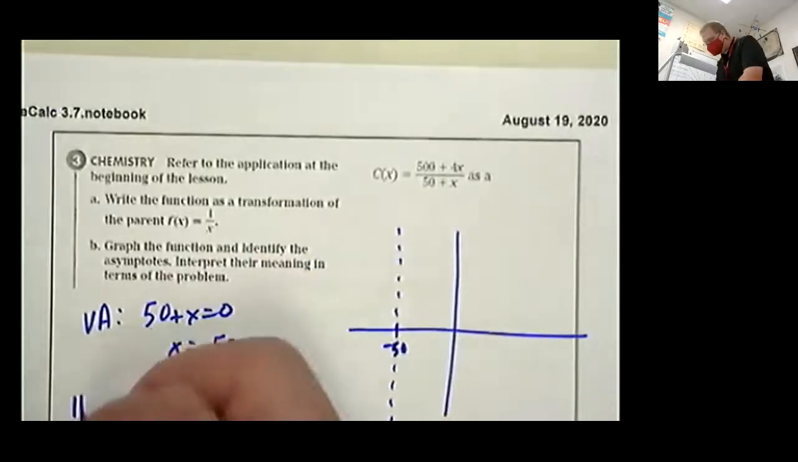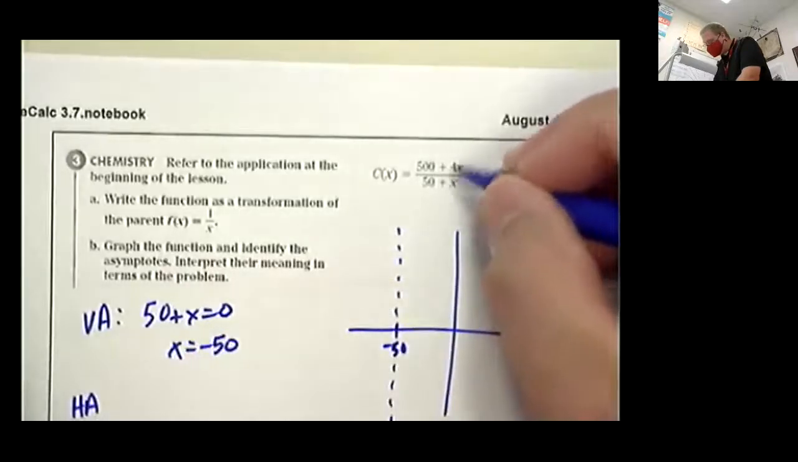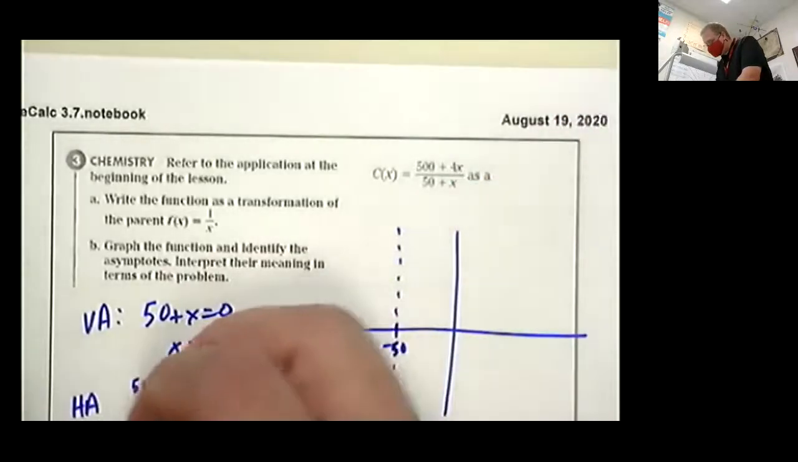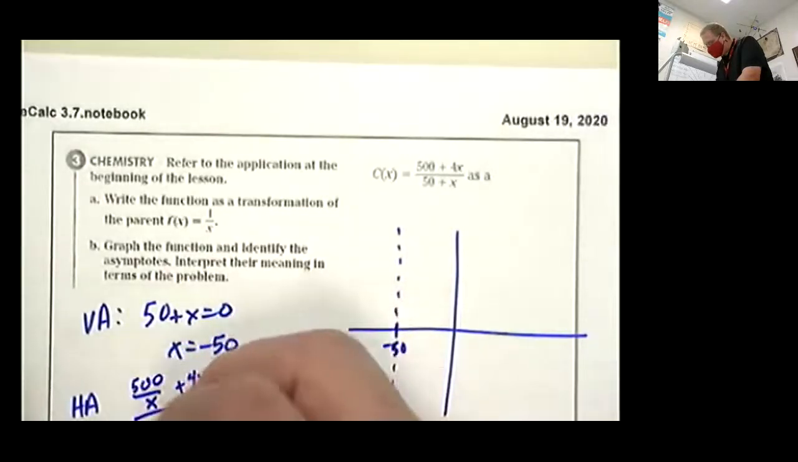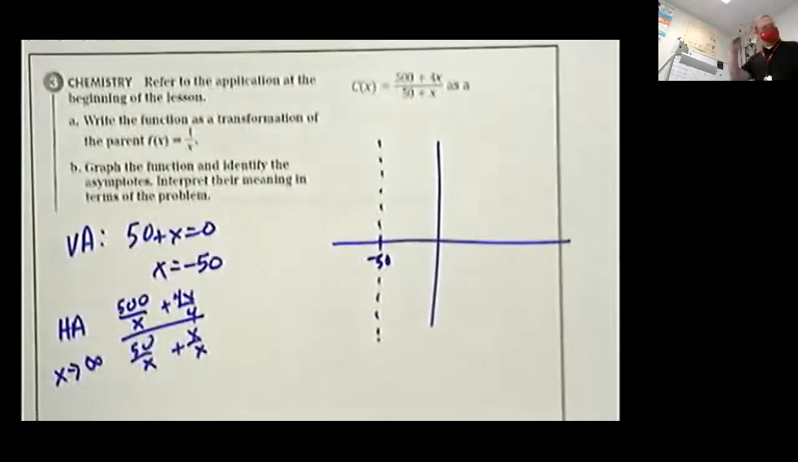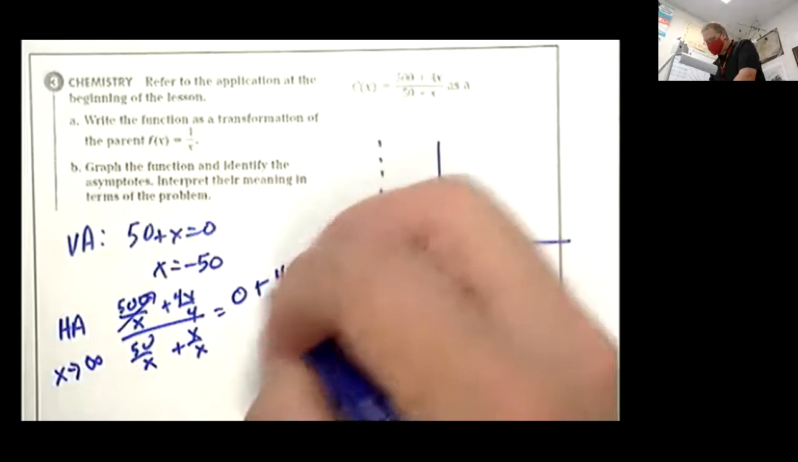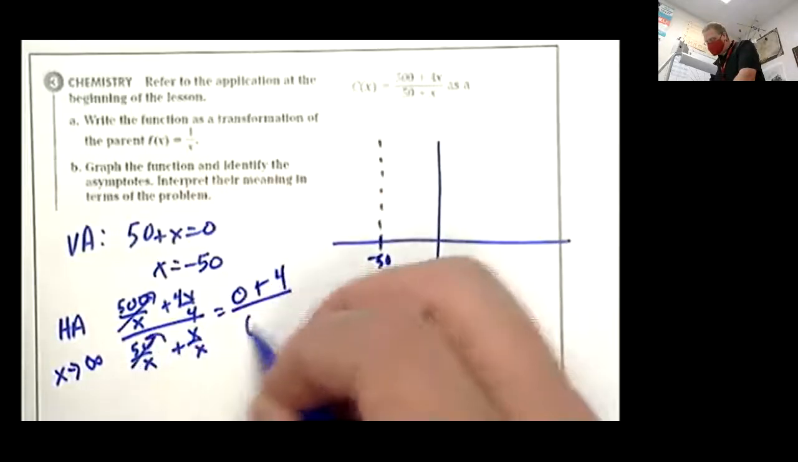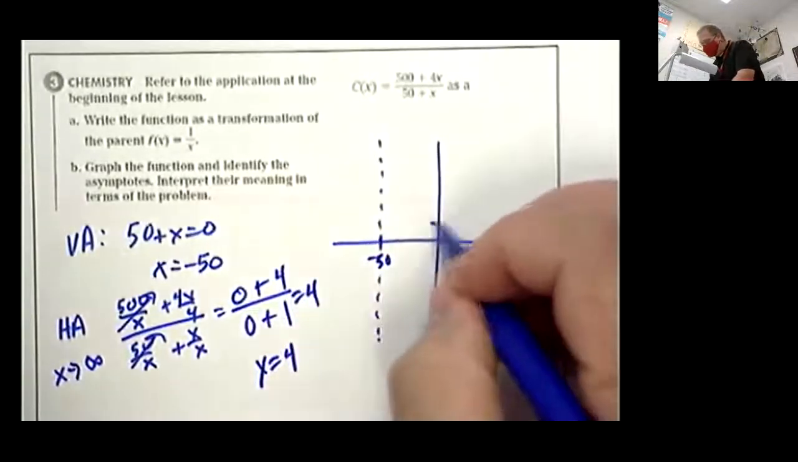To find our horizontal asymptote, again, we're going to use our trick. The largest variable term is x. So we're going to have 500 over x plus 4x over x all over 50 over x plus x over x. Again, we want to set x go to infinity and see what happens. So 500 over infinity, the bigger and bigger that number gets, this goes to 0. 4x over x leaves us with 4. 50 over x goes to 0. X over x goes to 1. So we have a horizontal asymptote at 4.